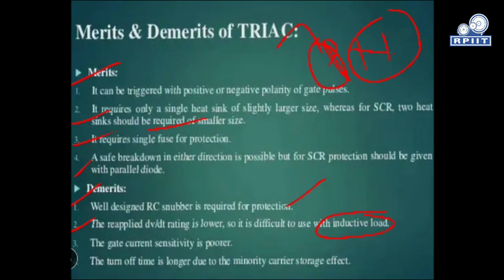The gate sensitivity is very poor, and we know that we have to apply positive and negative gate signals, so it is very sensitive toward change in voltage, as already discussed. We can say it has very poor sensitivity toward gate current. The turn-off time is longer due to the minority carrier storage effect, and it is a long, time-taking process. So we have to include a very good commutation circuit for it.